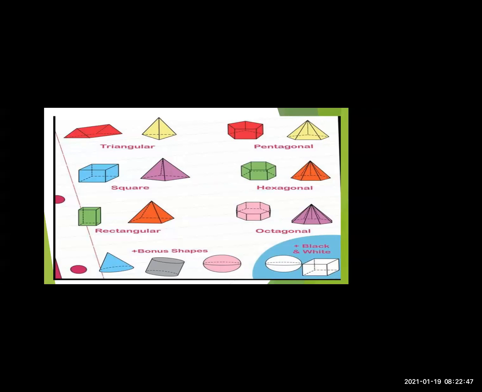The first we can see has a triangular base, but it has been surrounded by rectangles. So it is called a triangular prism. But in the next figure, we can see it has a triangular base, but it has been covered by triangles. So it's called a triangular pyramid.